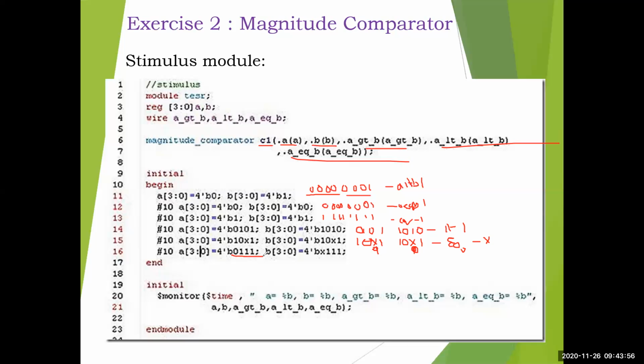Then here also 0 1 1 and x 1 1 is there, but in this case x is on only one side, so either it can have 0 or it can have 1, right? If it is 0, you say it is equal, if it is 1, it is less than. So such an output will always give result x. Then the initial monitor just monitors the outputs a, b, c and a greater than b, a less than b, a equal to b, as written. This is the stimulus module as we are writing in all the cases.